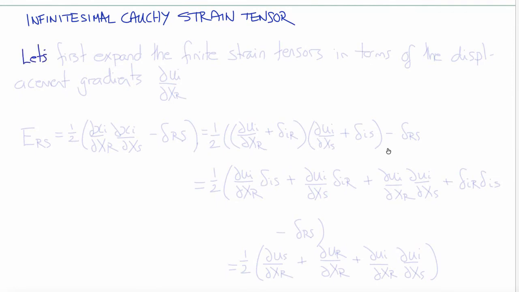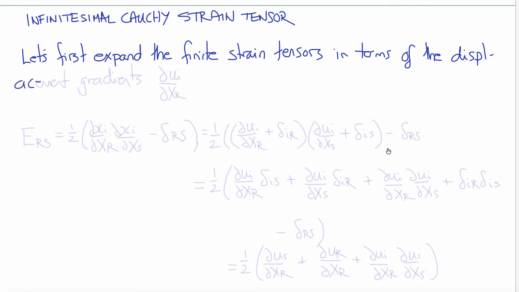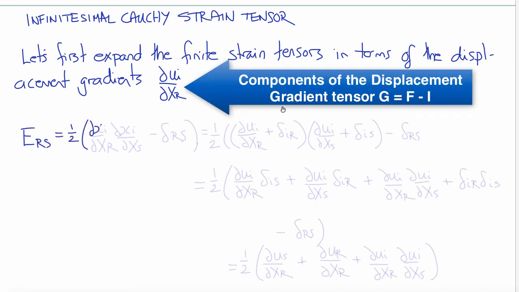Now let's derive the infinitesimal Cauchy strain tensor, which it's important to understand is actually an approximation. It's a linearization of our finite strain tensors, which are quadratic, and as such is only accurate under certain conditions. So to show what those conditions are, let's first expand the finite strain tensors in terms of the displacement gradients, del ui over del Xr, instead of the deformation gradients, del xi over del Xr. Remember, the displacement gradients are just the deformation gradients minus I, or del ui over del Xr plus delta ir is del xi over del Xr.